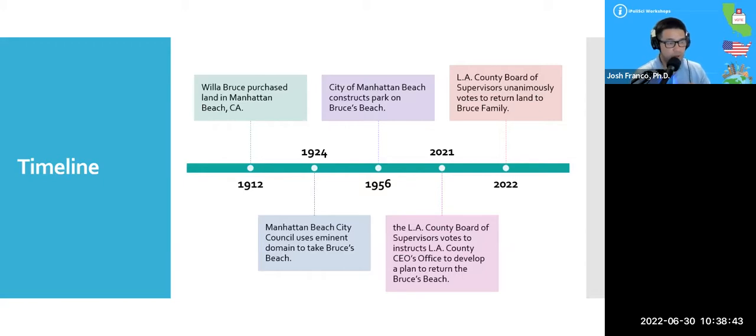And then fast forward another almost 70 years later, the Los Angeles County Board of Supervisors voted to instruct their CEO to develop a plan to return Bruce's Beach to heirs of the family. And this year, the Los Angeles County Board of Supervisors, which is a local government that is responsible for administering the affairs of the county in a specific geographic area. So there are 58 counties in California. Los Angeles is one of them.